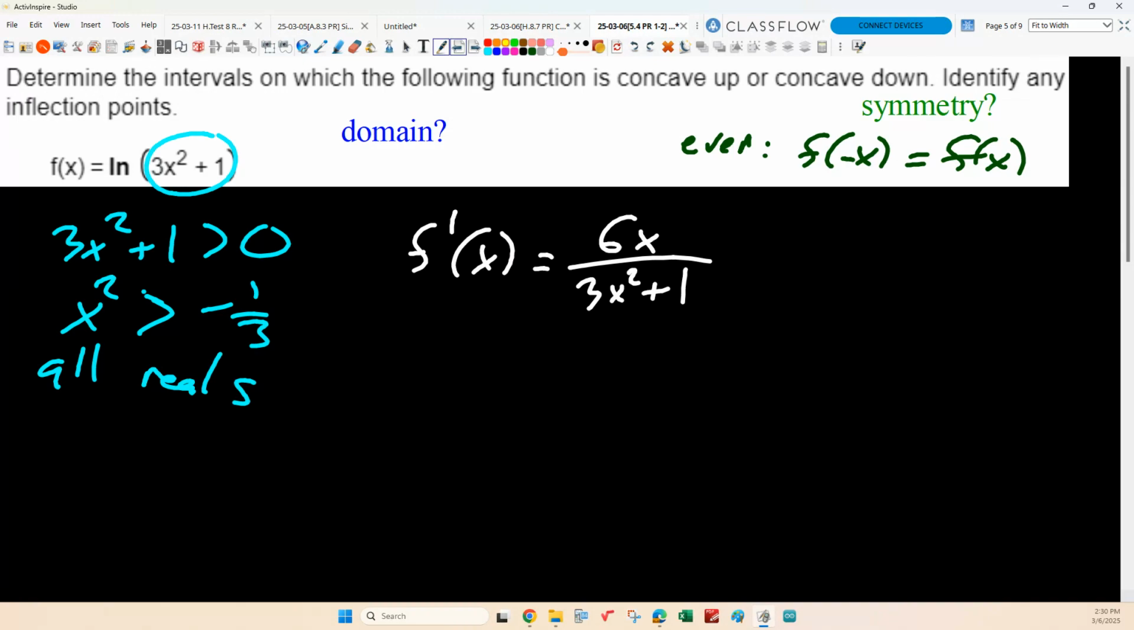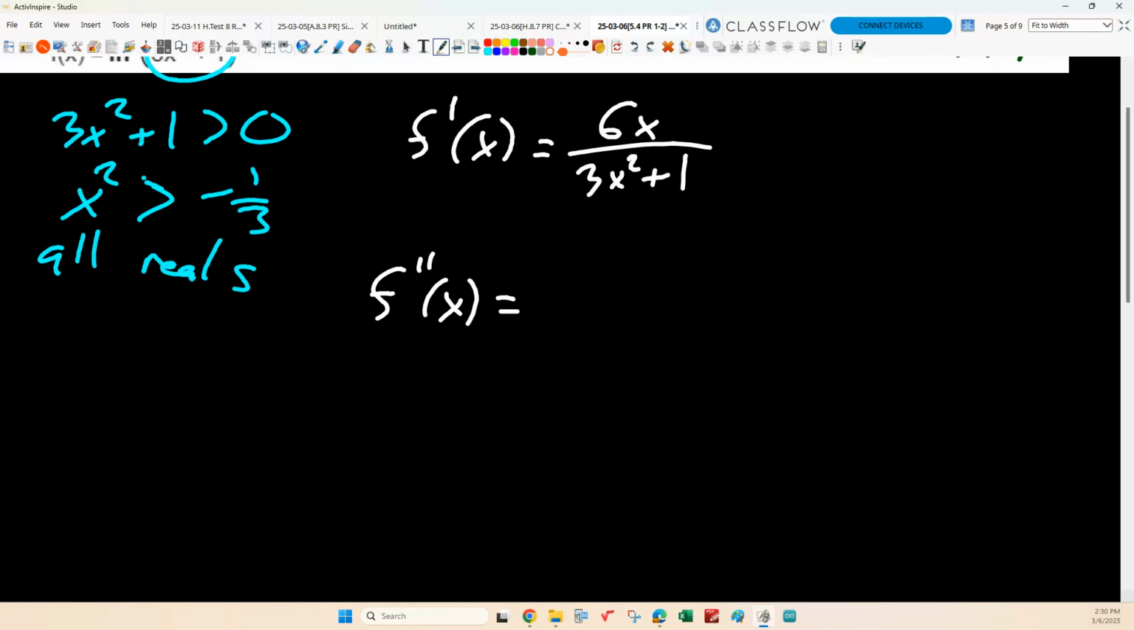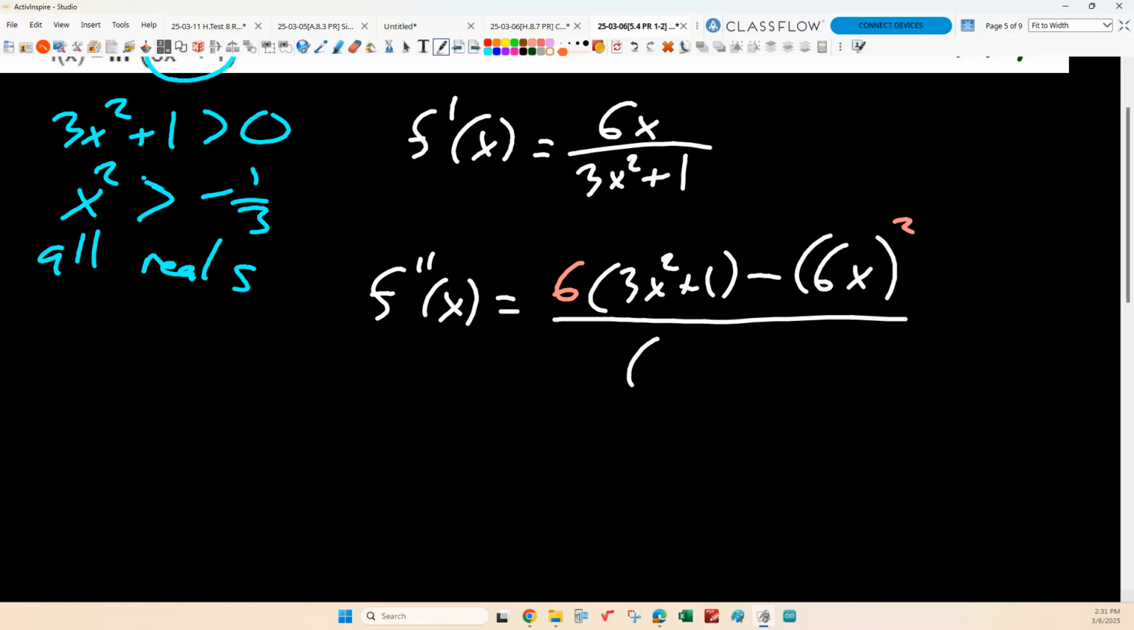Second derivative. So how about our second derivative? Go. Low d high minus high d low. So low is 3x squared plus 1 times d high, which is 6, right? Minus high times d low. What's d low? 6x. So I could just make that 6x squared, right? All over 3x squared plus 1 squared, right?